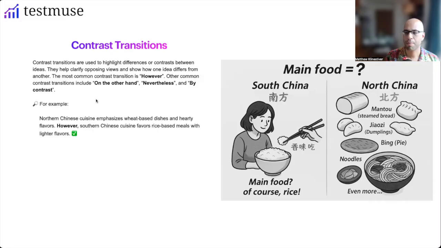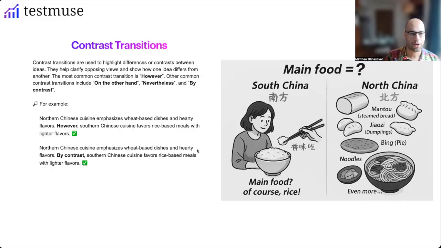So let's look at a more test style example. Northern Chinese cuisine emphasizes wheat-based dishes and hearty flavors. Okay, we see that over on the right here. Wheat-based dishes, noodles, steamed bread. However, Southern Chinese cuisine favors rice-based meals with lighter flavors. Okay, true story, right? So there is a contrast between these two cuisines. We can use however, we can use on the other hand, we can use by contrast. Now, interestingly enough, we can't use nevertheless. We'll cover why in the next lesson, okay?